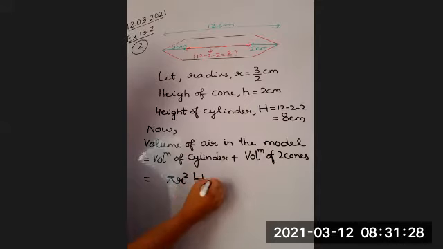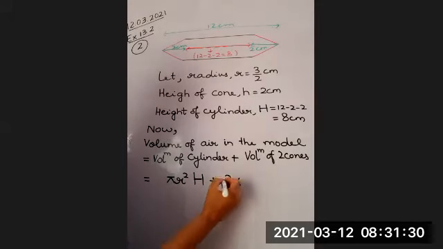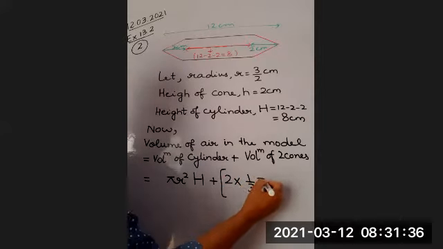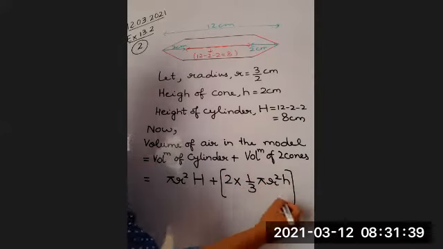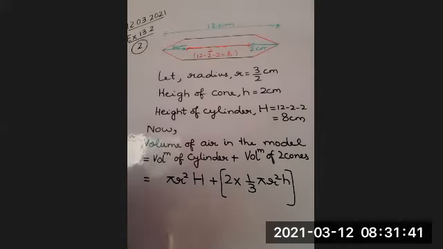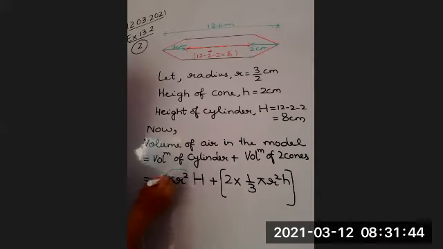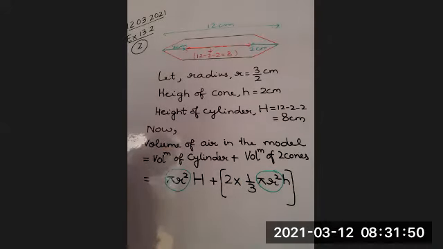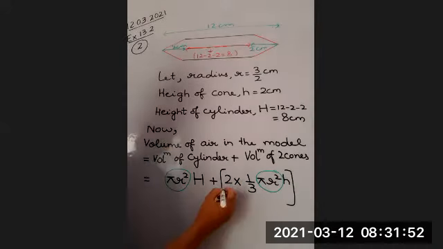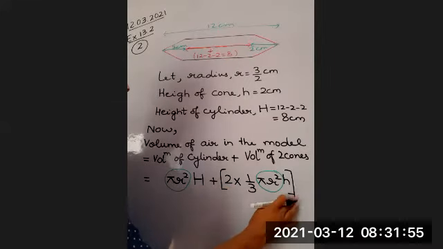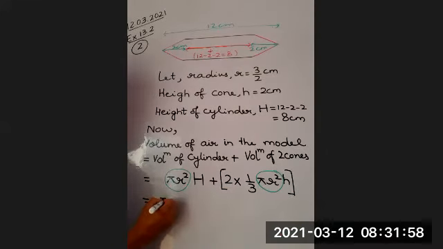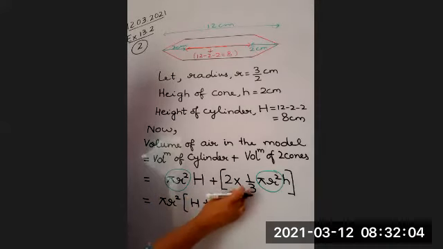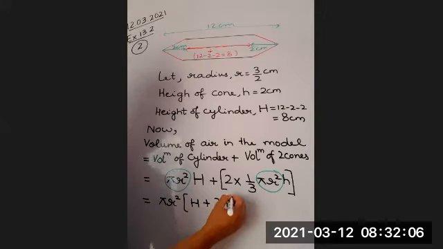And what is the volume of two cones? 2 into what is the volume of each cone? One by 3 pi r square h. It is going to be small h here. What can be taken common? Pi r square. H is different, so we cannot take h common. Be careful. So now this is equal to pi r square outside. In the bracket we have capital H plus 2 into 1 by 3, which is 2 by 3 small h.